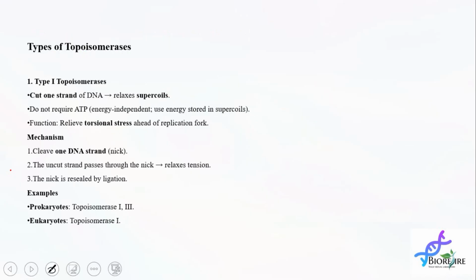There are two types of topoisomerase: type 1 topoisomerase and type 2 topoisomerase. Type 1 topoisomerase generates a cut in only one strand. It does not require ATP, and functionally it releases the torsional stress. Mechanism: it cleaves only one strand, the uncut strand passes through the nick, and the tension relaxes. In prokaryotes, examples of type 1 are topoisomerase 1 or 3. In eukaryotes, the example is topoisomerase 1.